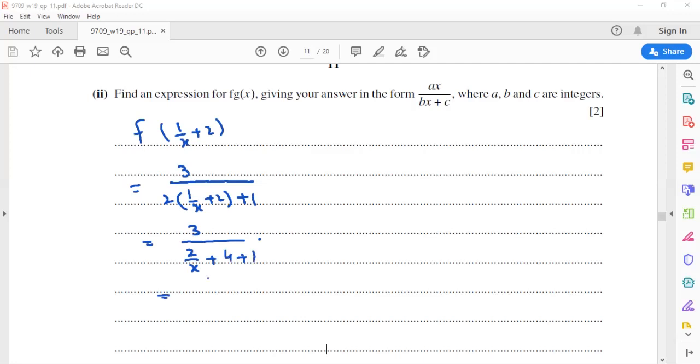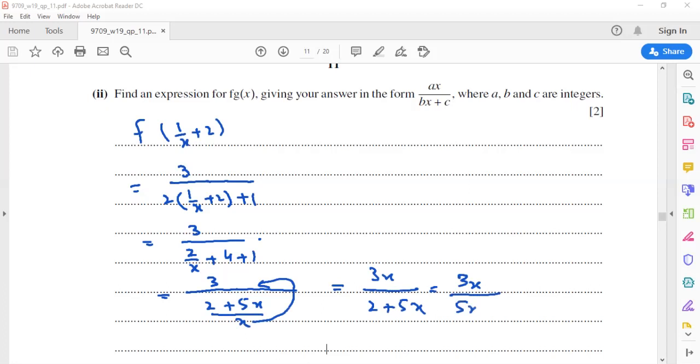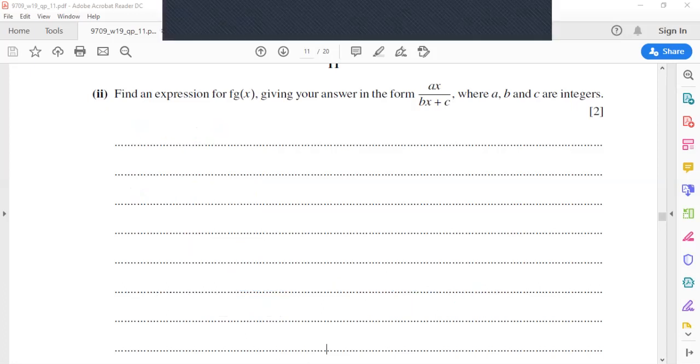Let's simplify this a bit more. This is 2 + 5x divided by x. Now this x will go up there, and we reach 3x over 2 + 5x, which is the expression in this format. Or you may write it one more way, 3x over 5x + 2, just by writing the answer in the format mentioned to us. Now let's go for the next part of this.